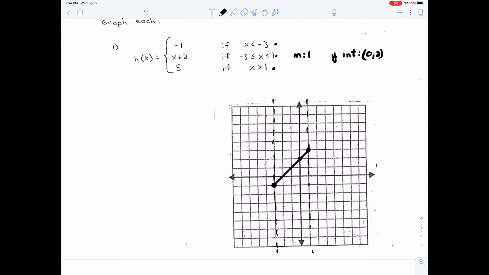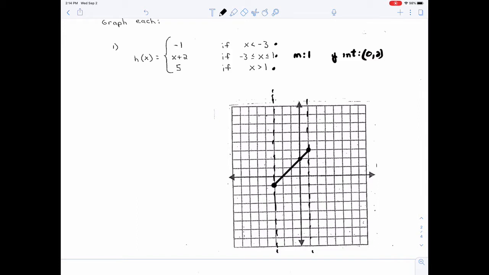X is less than negative 3. So this is going to be a horizontal line. Sorry, it's y is -1, but we're doing it where x is less than or equal to -3. So from this -3 line down, we're going to plot a horizontal line at -1. So I'm going to go to -1.